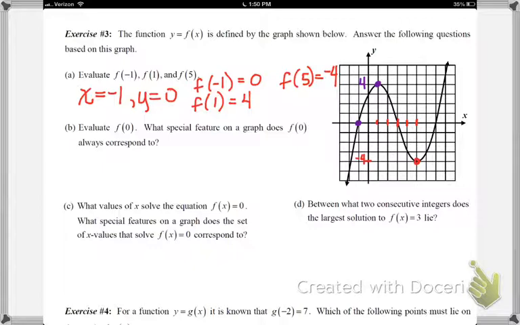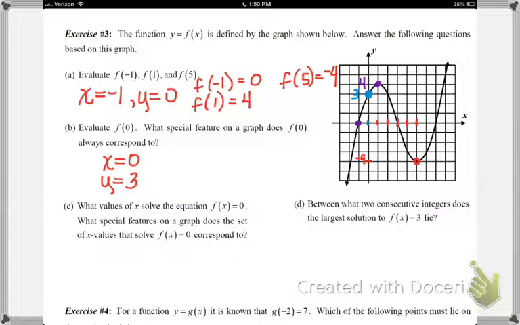Evaluate f of 0. So when x equals 0, what is our y value going to be? So let's plot the point where our function has a value of x equals 0. So where x equals 0 would be here. So that's the point, and it looks like my y value is 3. So when x equals 0, y is equal to 3.